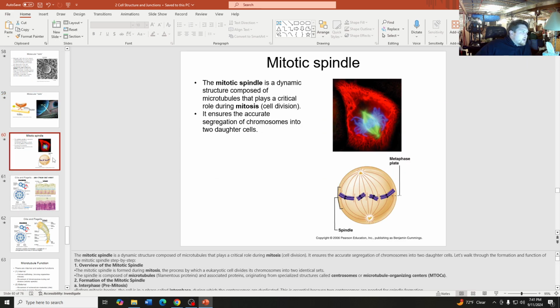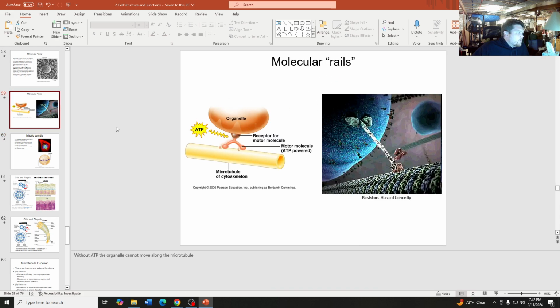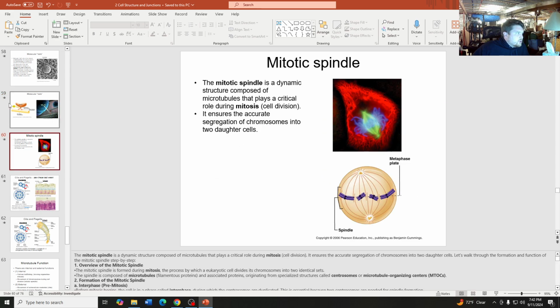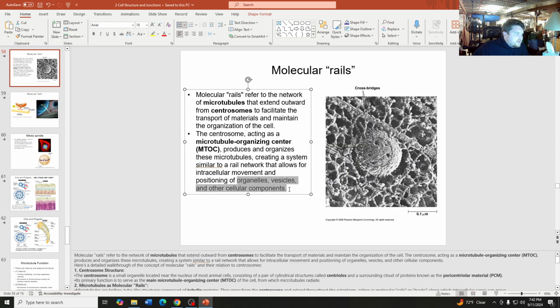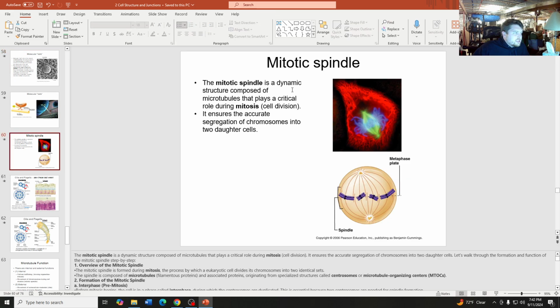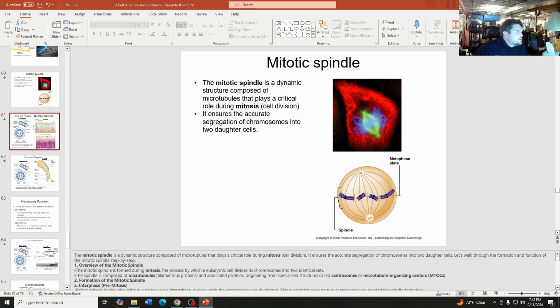Now, mitotic spindles as well, kind of going along with this. The mitotic spindle is a structure composed of microtubules that plays a critical role in mitosis. Molecular rails are very similar to the mitotic spindles, just what their jobs are is a little bit different. The molecular rails, we're focusing on organelles and vesicles and those components. The mitotic spindle is essentially very similar, just it's going to focus on the division of these chromosomes. Both of them are made up of microtubules, just they give them different names because they have different functions.